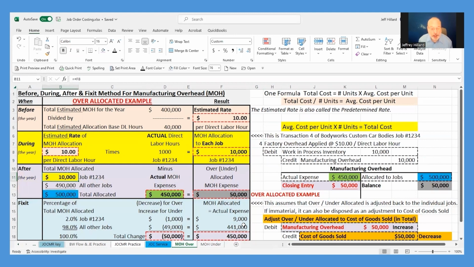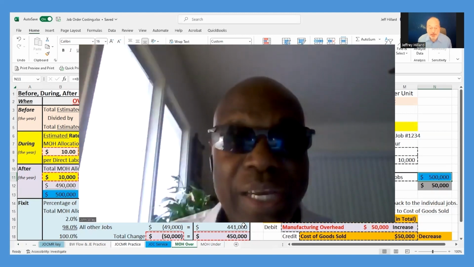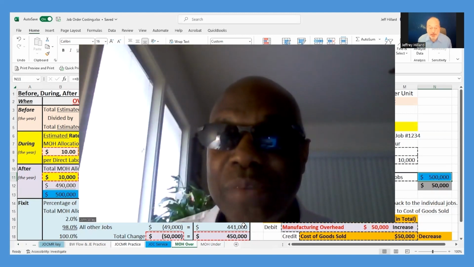So now let's take a look. If we had $10,000 from this job, let's say we had $490,000 from all the other jobs. So we have a total of $500,000, which has been allocated or applied or charged out of this account. And that would leave a balance over here on a T account in our manufacturing overhead of $500,000. This might be a good time to take a little break. We have lots more to do.